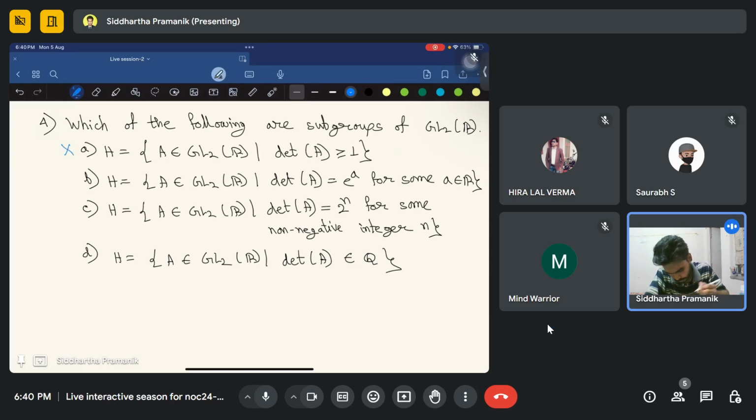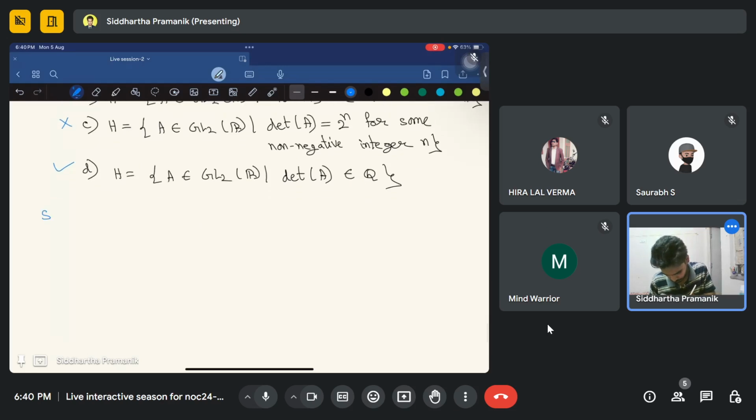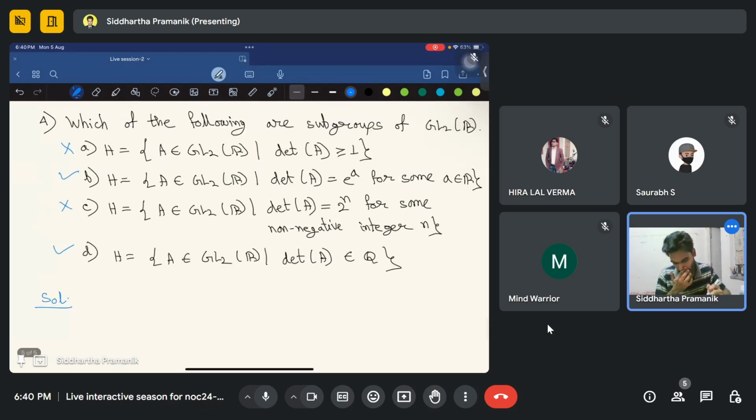The second one will be a subgroup. The third one is definitely not. The fourth one is a subgroup. Okay, let me write down a quick justification for this. So for the first one, all the matrices in this set should have determinant greater than or equal to 1, right?